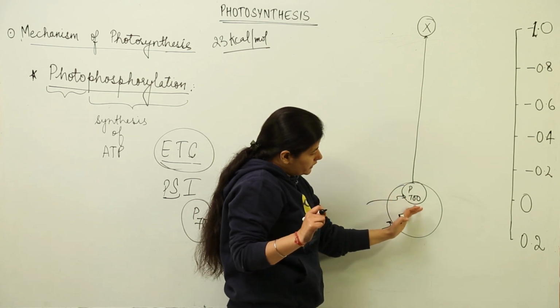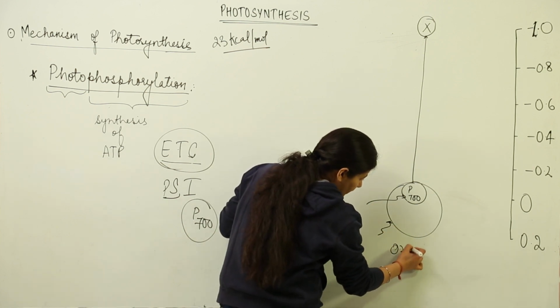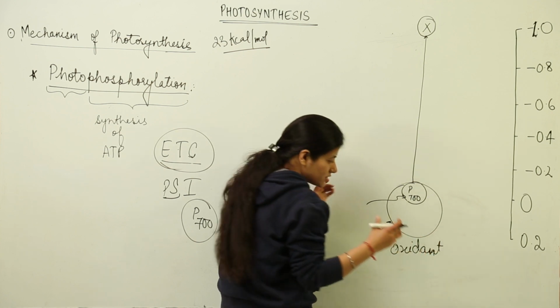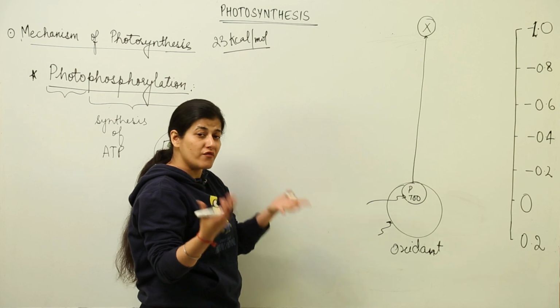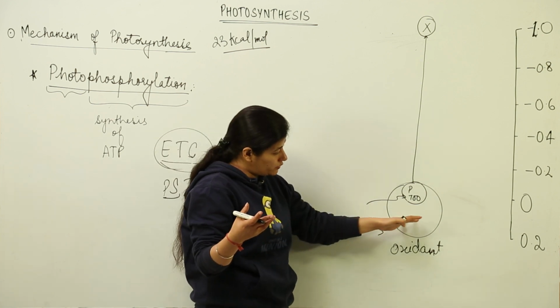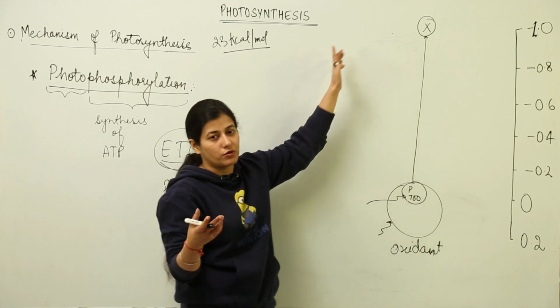Now this particular photosystem has become a strong oxidant. Why is it an oxidant? Because it has lost its electron and it is available for readily accepting an electron. But from where will that electron come to supply the deficiency? It would be the same electron that would be coming back.